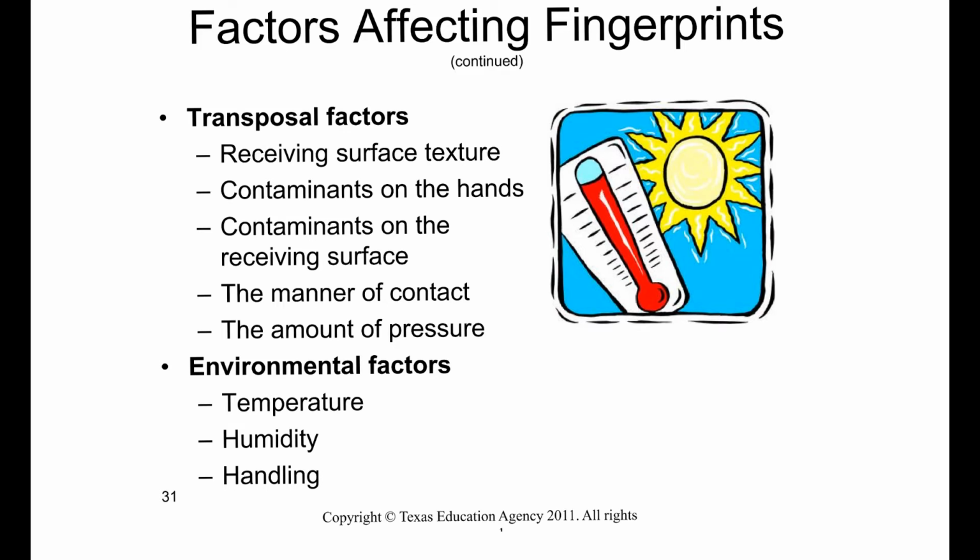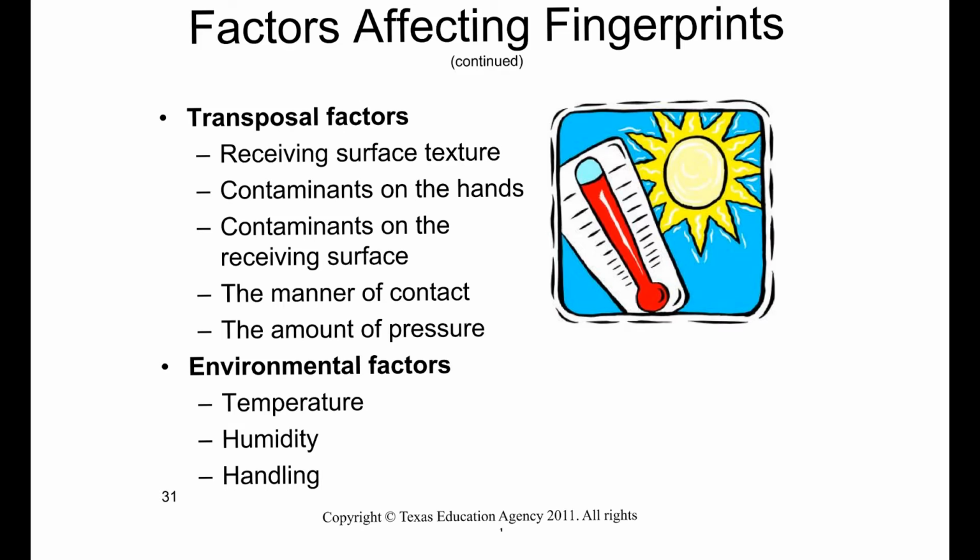Okay, continuing with factors that will affect the fingerprints, we have transposal factors. So that's stuff like what kind of surface are you touching and leaving your print behind. If it's a surface that has texture to it, so think like those popcorn ceilings or those walls that aren't smooth all the way, then that's going to change how much of your print we can actually see.